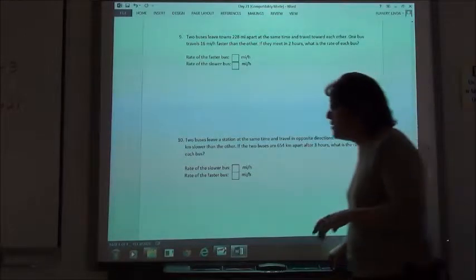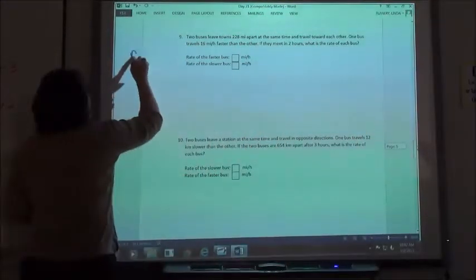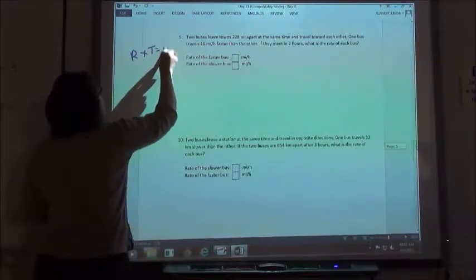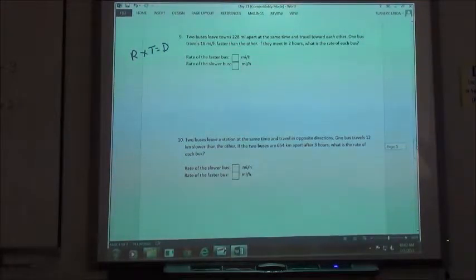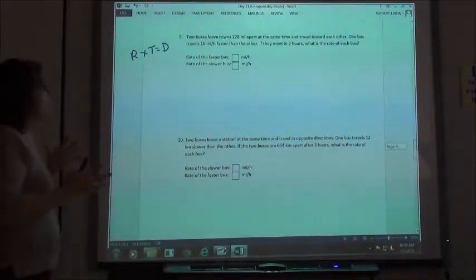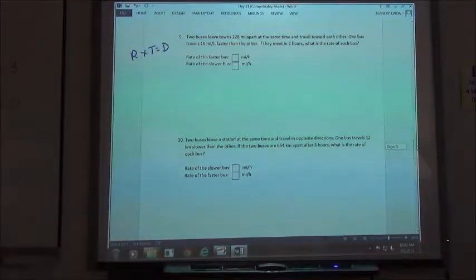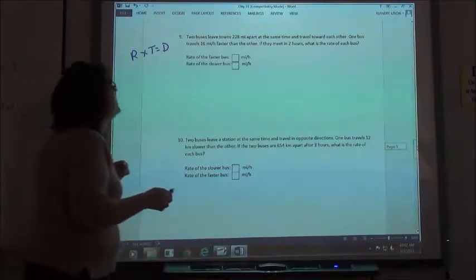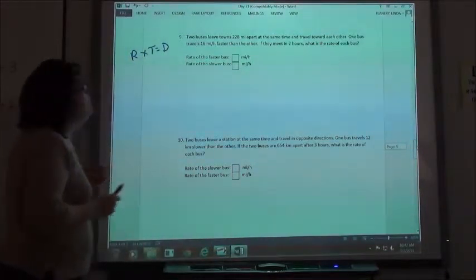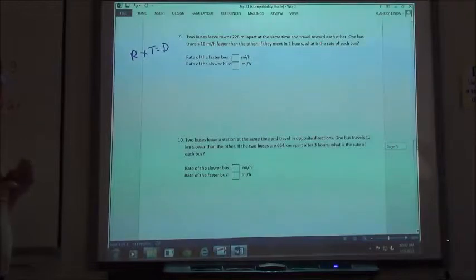Now, the next ones are still using that rate times time equals distance, but now they're not going against and with something, and they mix these 2 kinds of problems together. I don't know why, but they did. But what we want to think about is what's happening here. 2 buses leave towns 228 miles apart at the same time and travel toward each other. One bus travels 16 miles an hour faster than the other. If they meet in 2 hours, what is the rate of each bus?